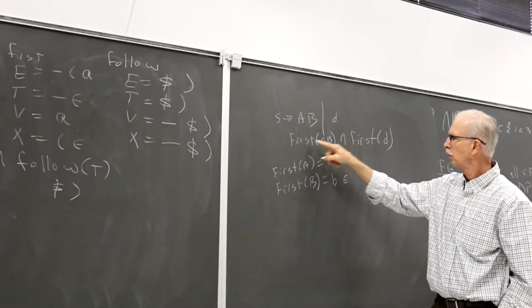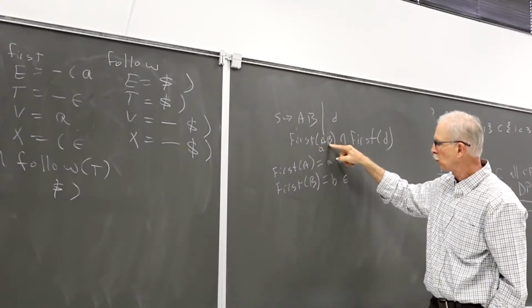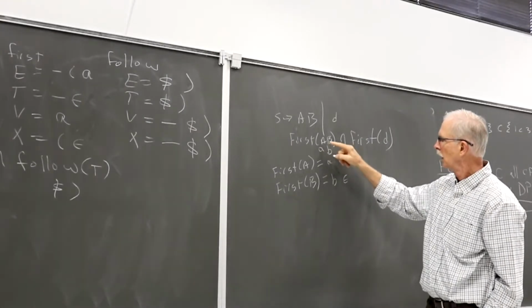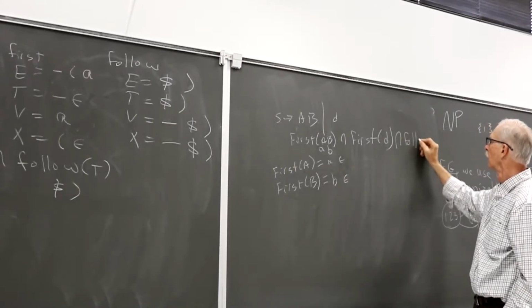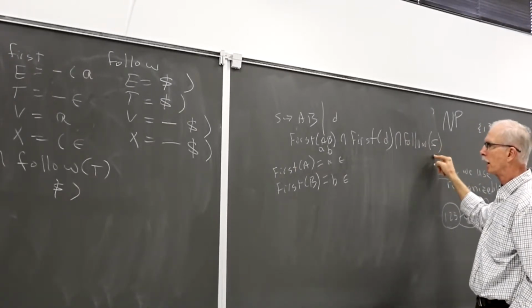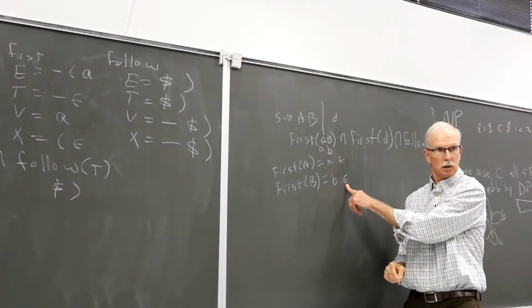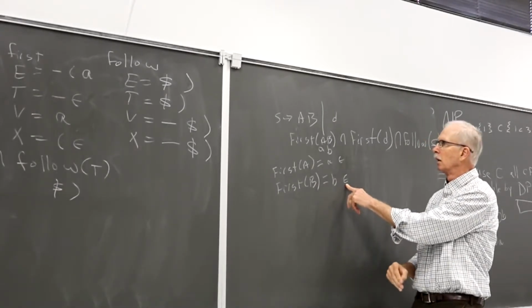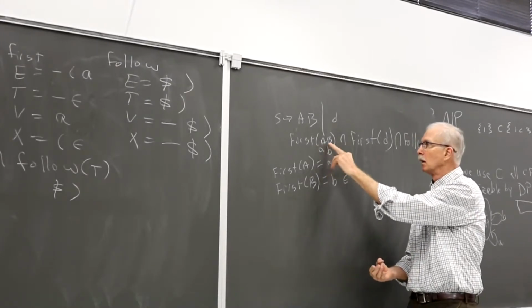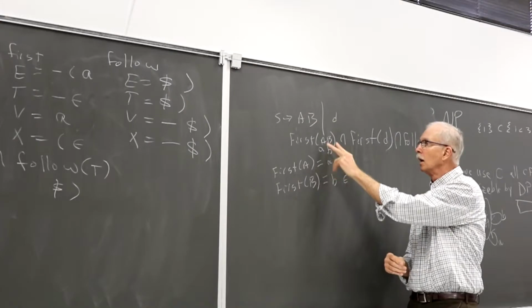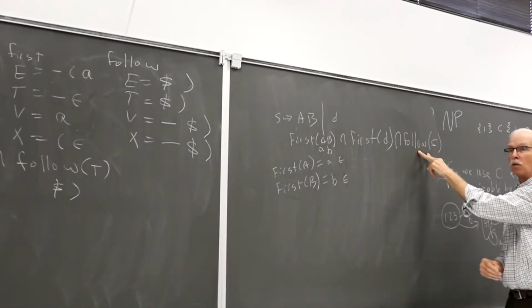The first of AB is the first of A, which is A, and the first of B, which is B, and since both can go away, I then have to add the follow of S. I add the follow of S because both of these generated empty. I look at the first of A, that got me the A. I look at the first of B, that got me the B. Then since both go away, I just don't include an empty. I add the follow of S.